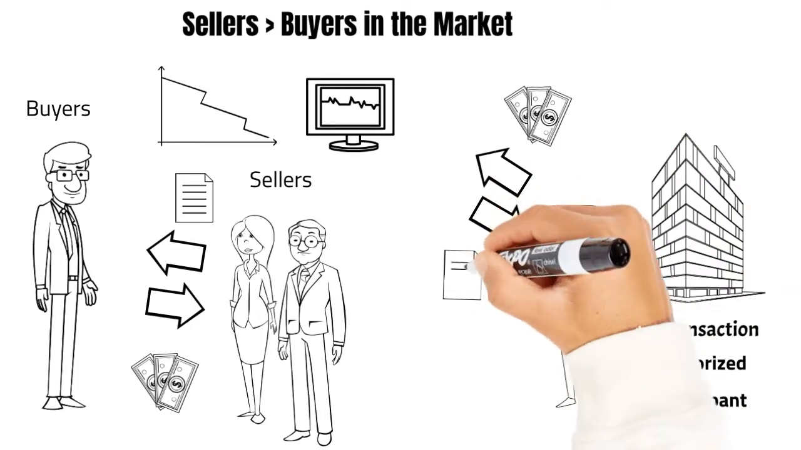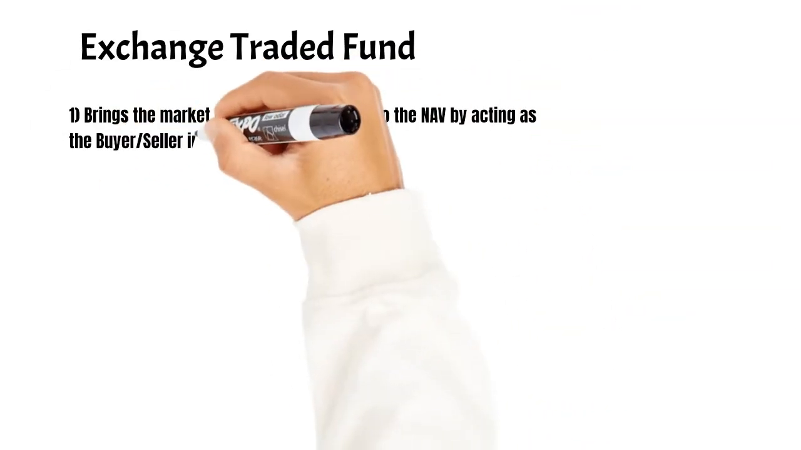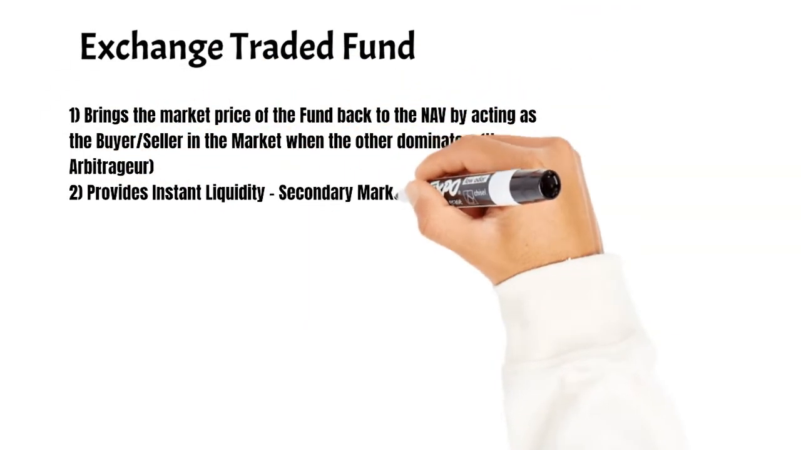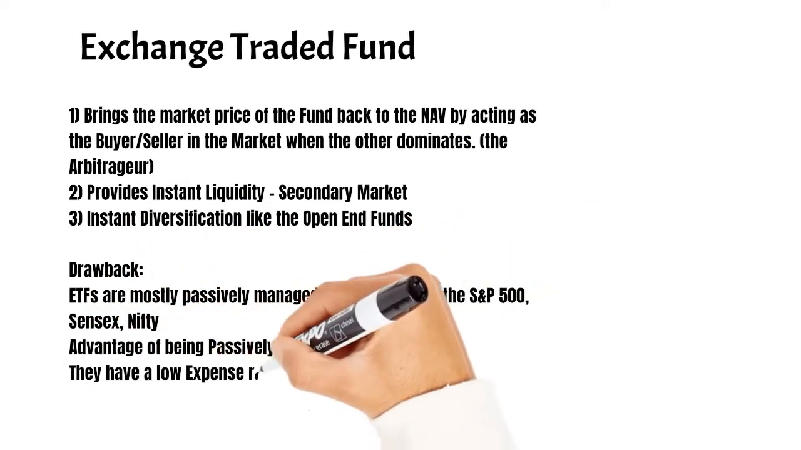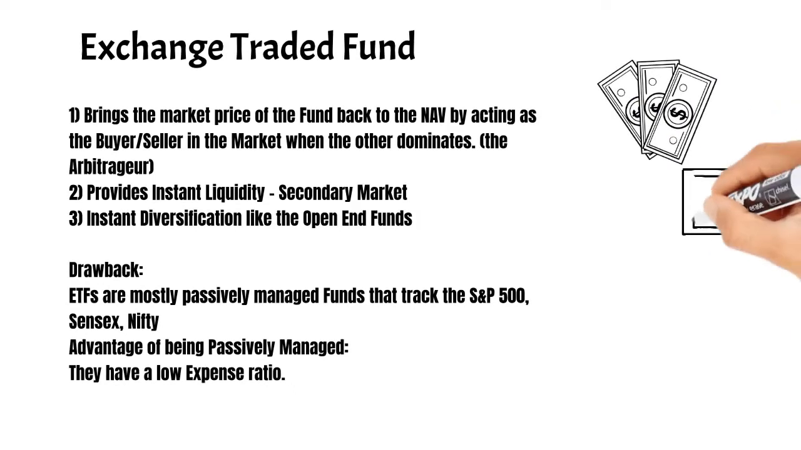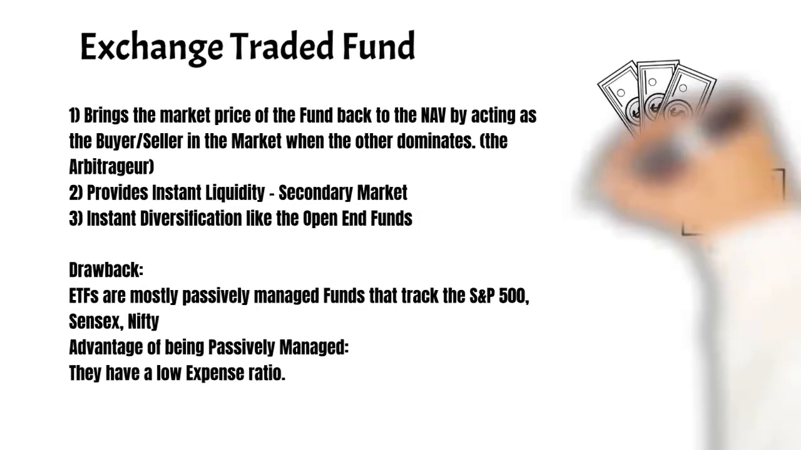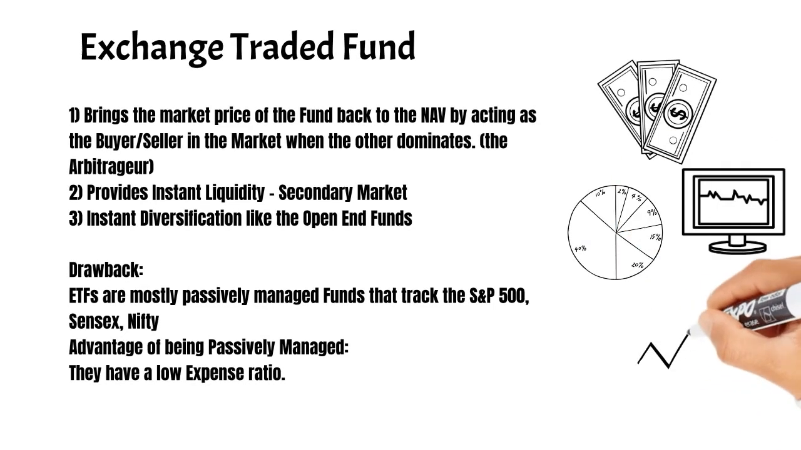The three main parameters of mutual fund investing, that are low price volatility, high liquidity, and instant diversification, are all demonstrated by exchange traded funds. The available ETFs in the market are passively managed that track the indexes like S&P 500, Sensex, Nifty, etc. The only advantage of this is a low expense ratio.